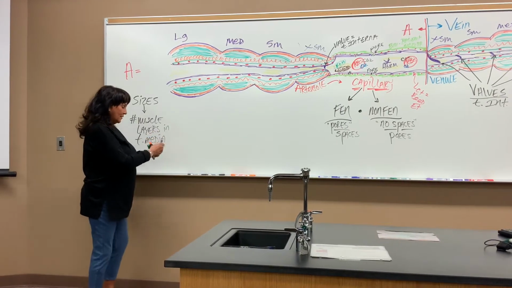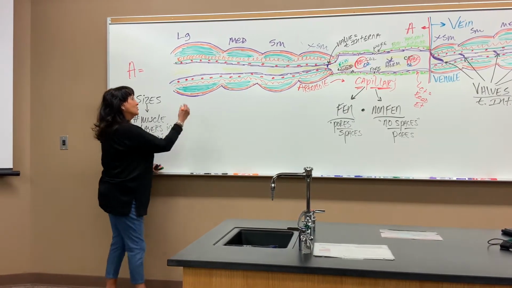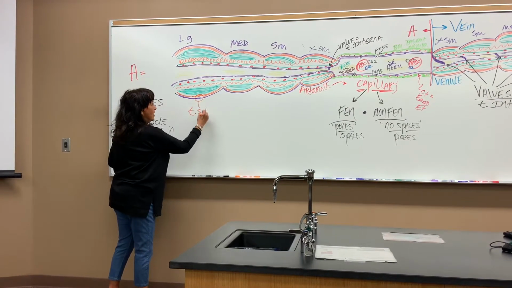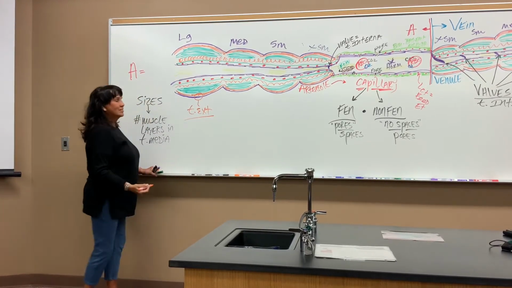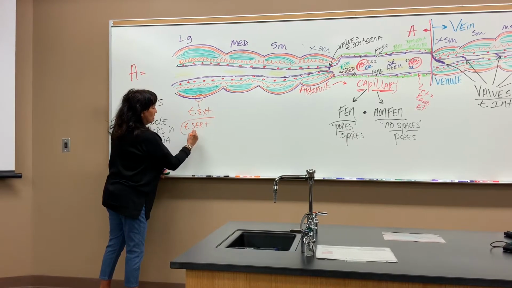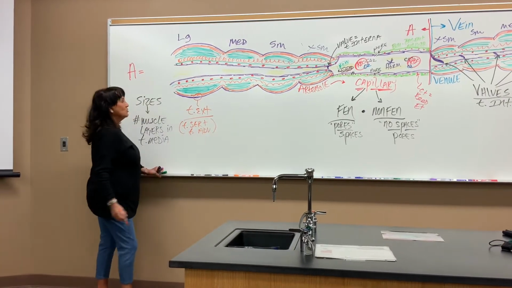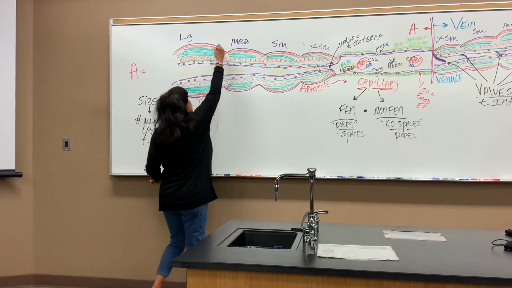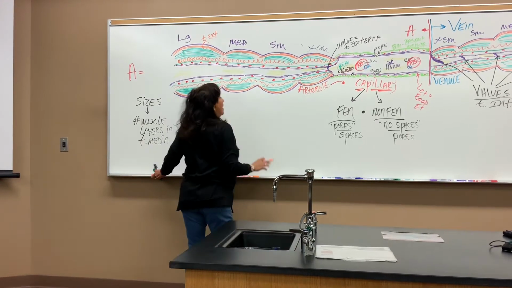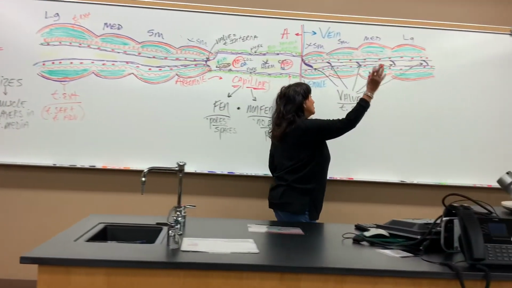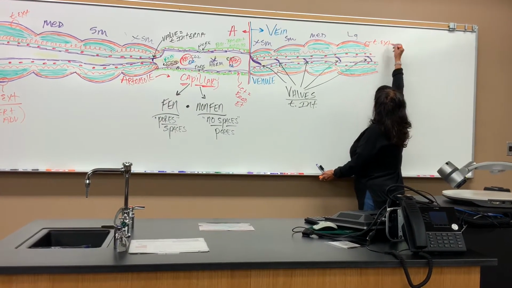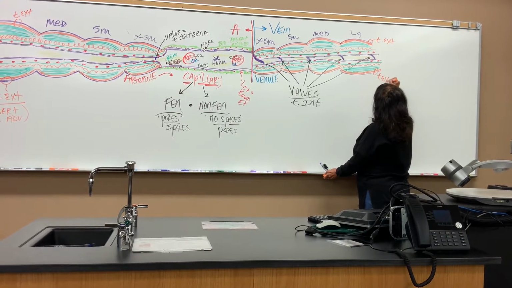The first layer that I did was the tunica externa, which is right here. Tunica externa, EXT. This used to be tunica serosa plus tunica adventitia, okay? So it's the outside layer right here, going all the way down, tunica externa. And over here, it's the same thing. Tunica externa on the vein side also.